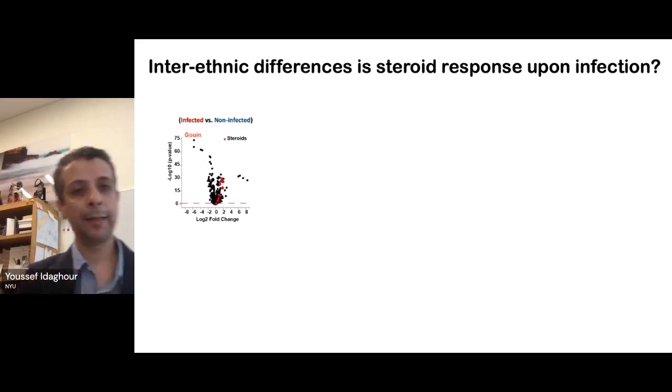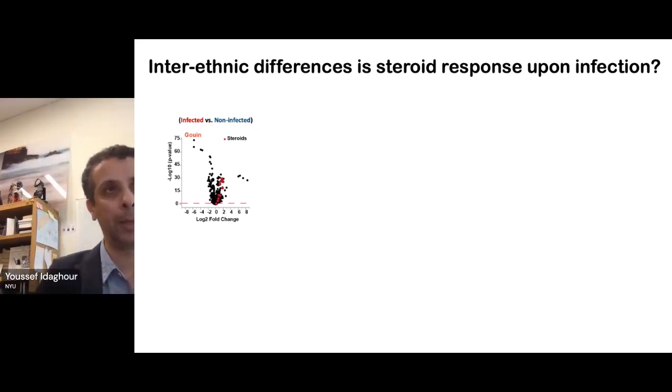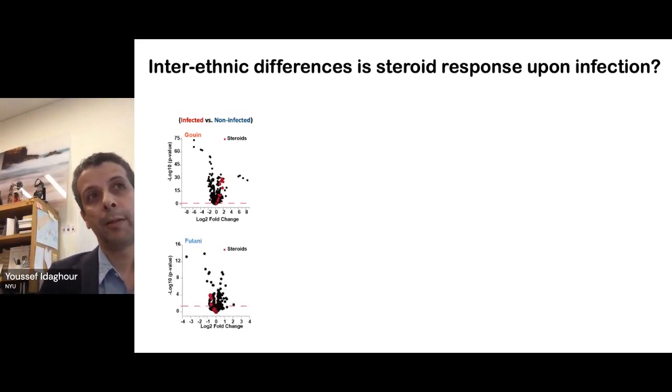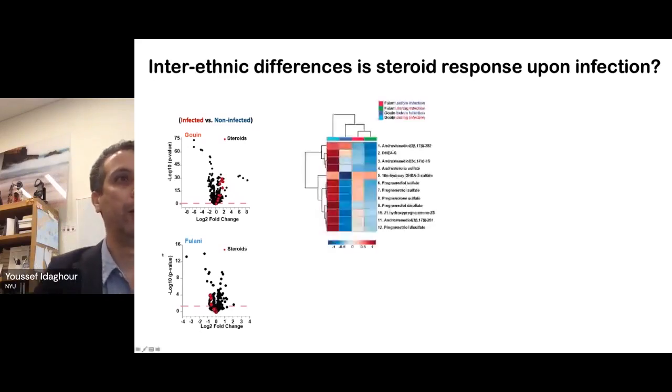So we replicated the study using exactly the same methodologies and exactly the same statistical analysis, combining the data, and to our big surprise, we saw the completely opposite trend in the Fulani. This is a volcano plot, generated the same way as the previous one. What you see here is that those steroids either don't change, or some of them are actually downregulated. We lose statistical power here because we only had data from 53 individuals as opposed to 100 for the Guan. This is a heat map showing the data for four classes: the Guan before infection, after infection, and the Fulani before infection and after infection.